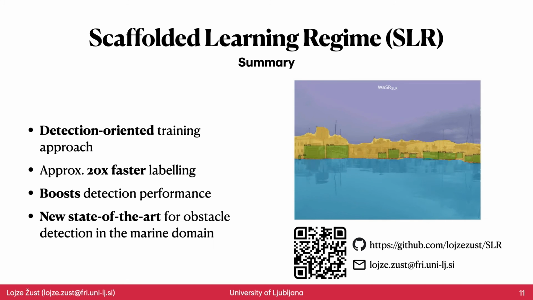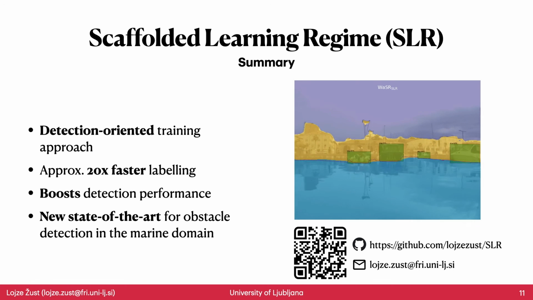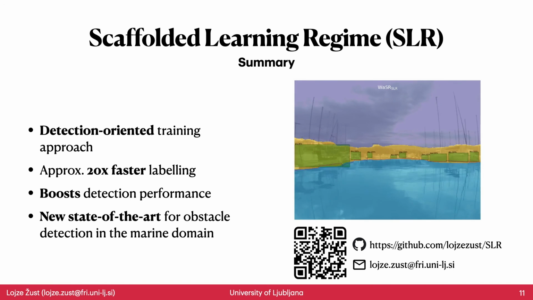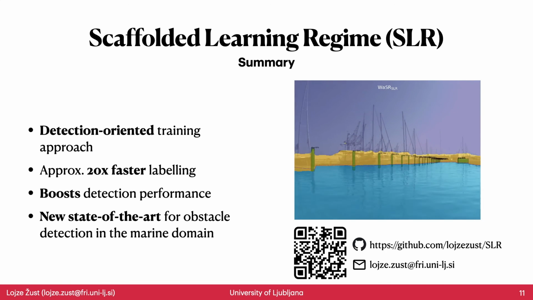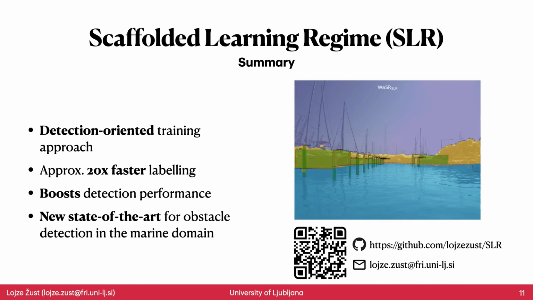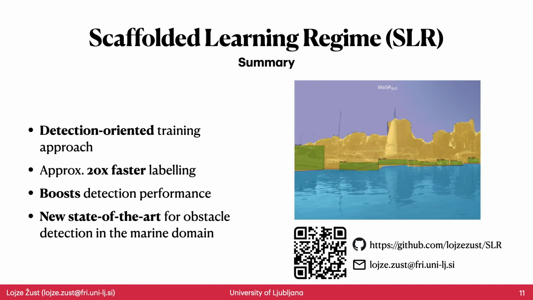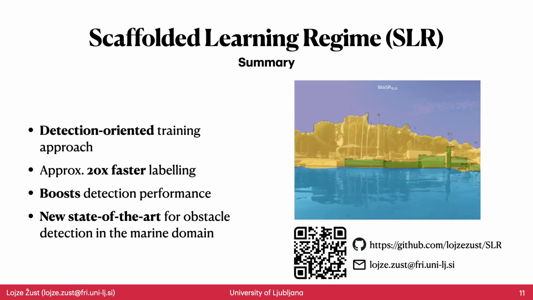To summarize, we propose an alternative, detection-oriented way to train semantic segmentation models for obstacle detection using only weak annotations. This drastically reduces the required labeling effort while simultaneously improving the detection performance and achieves new state-of-the-art performance, which is a remarkable result. If you are interested in learning more, please refer to the paper and feel free to contact me.